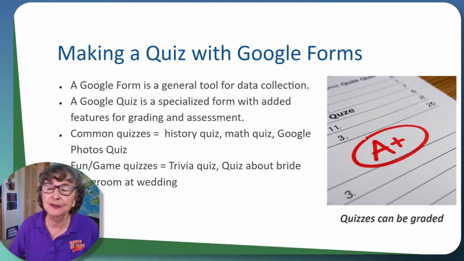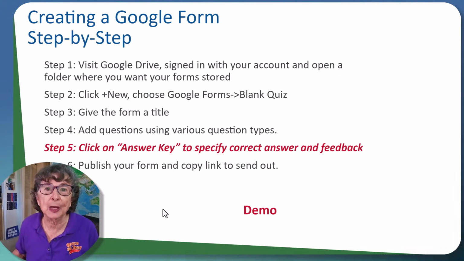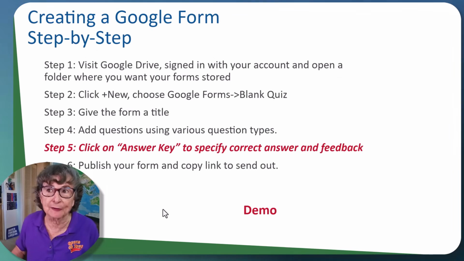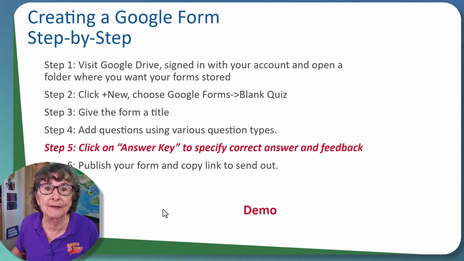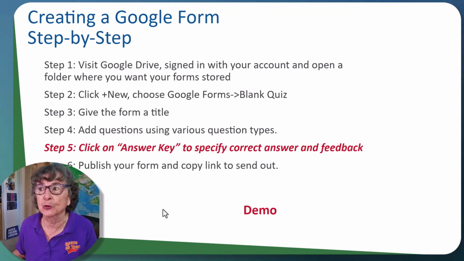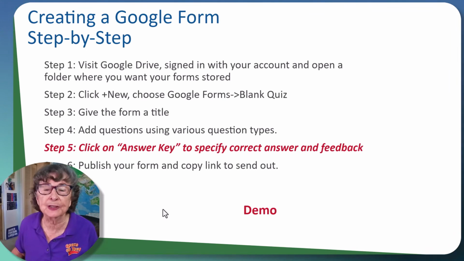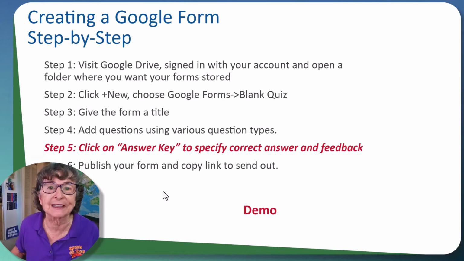But they can be used for just fun and games as well, like a trivia quiz or a quiz about the bride and groom at a wedding. It's the same steps that you would use to create a regular form. You visit Google Drive, find the folder where you want your quizzes stored, then click New and choose Google Forms blank quiz. Give it a title, add questions, then the special part is the answer key. You publish your form and copy the link to send out.